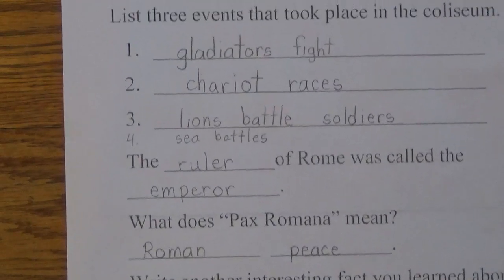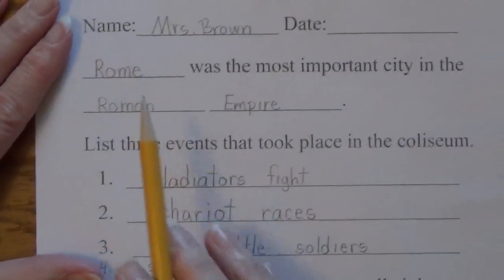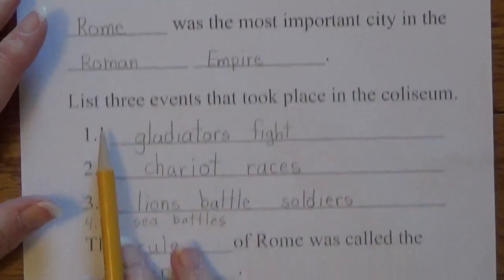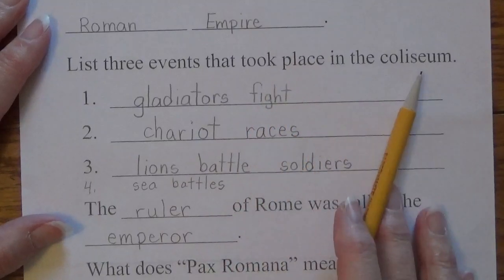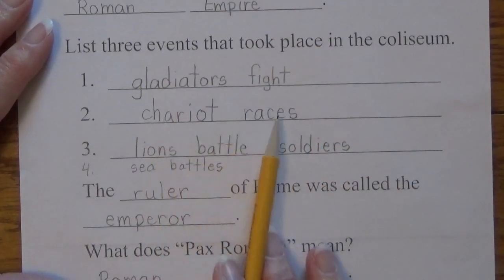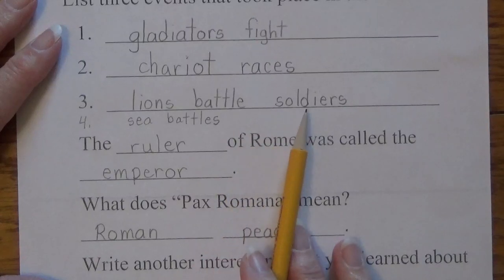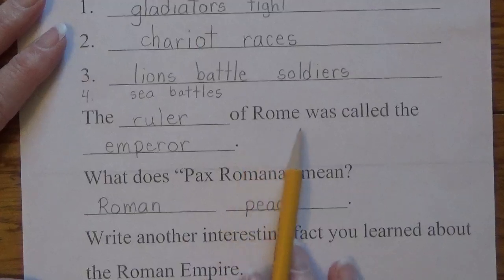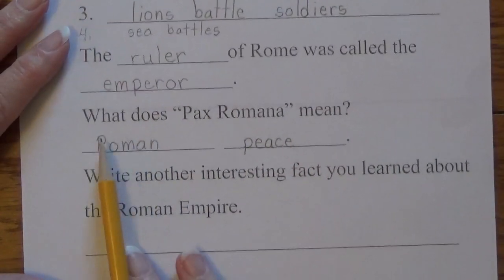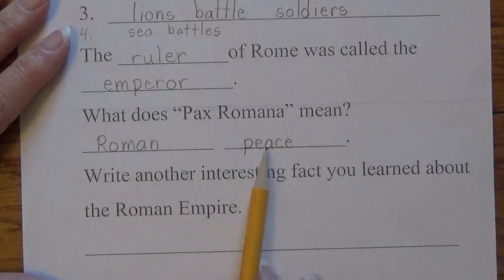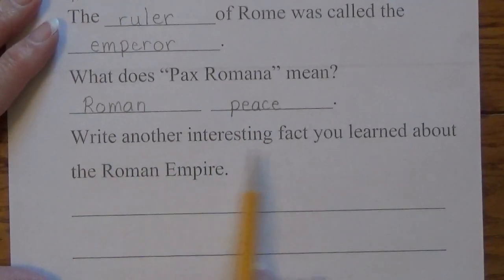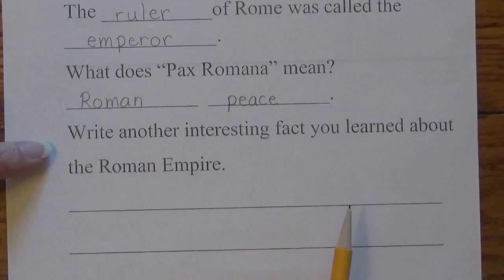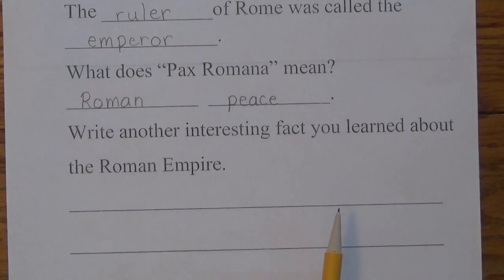All right, I'm going to reread this page so you can check your work with me. Rome was the most important city in the Roman Empire. List 3 events that took place in the Colosseum: gladiators fight, chariot races, lion battle soldiers, and also you could put sea battles if you want. The ruler of Rome was called the emperor. What does Pax Romana mean? Roman peace. And then down here, this is you filling in with anything you've found interesting or another fact you learned about the Roman Empire from when we read our story.